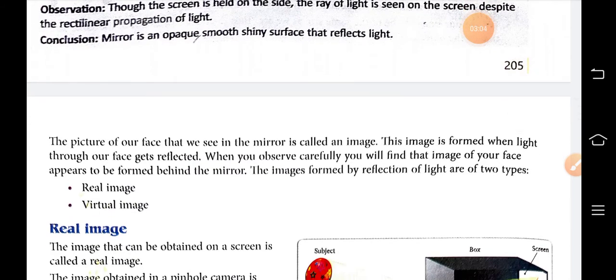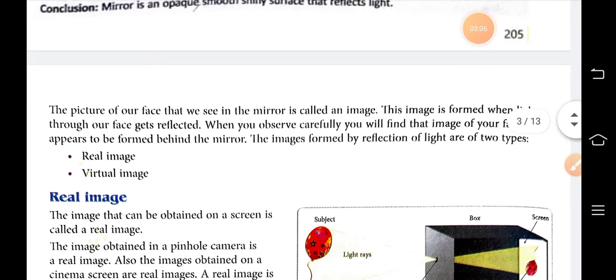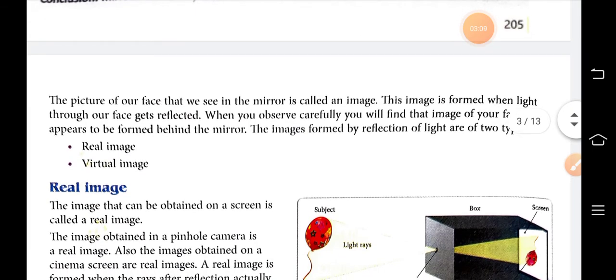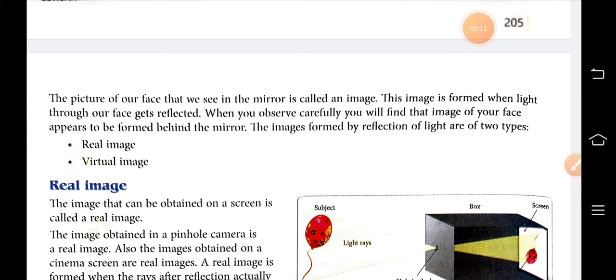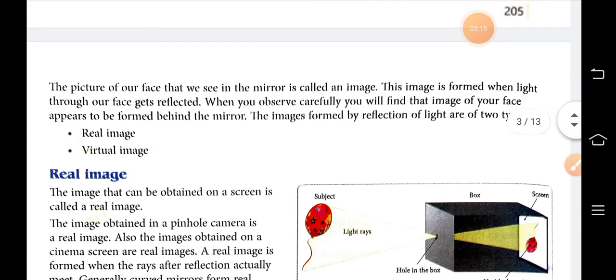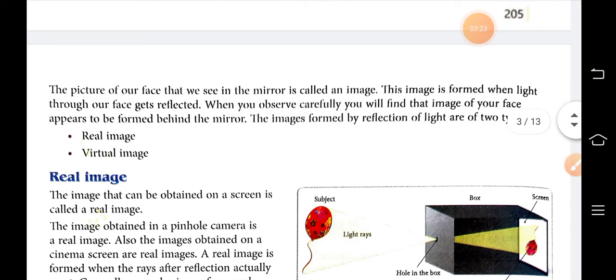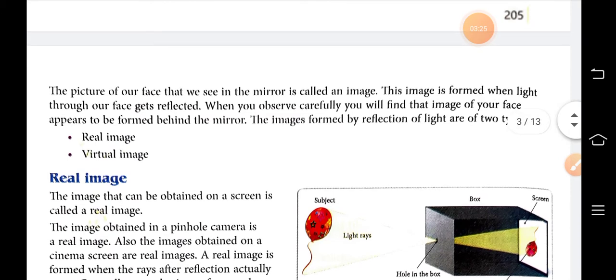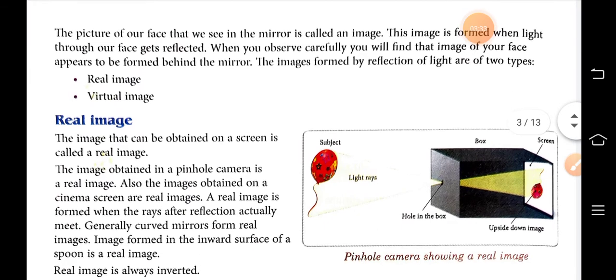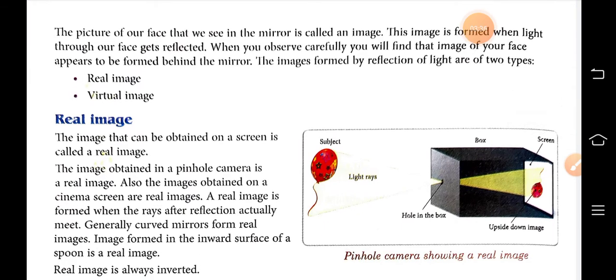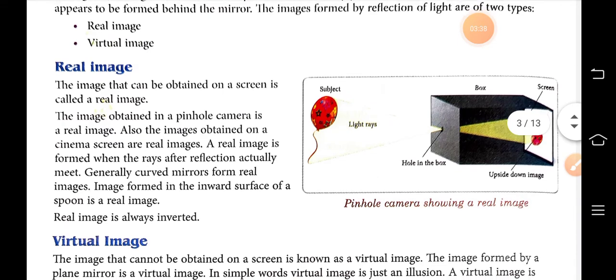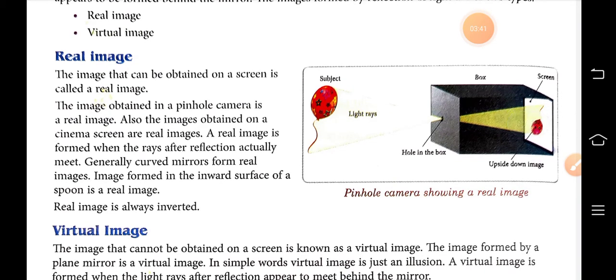So the picture of our face that we see in the mirror is called an image, and it is formed when light from our face gets reflected. When we observe carefully, the image of our face appears to be formed behind the mirror, and it is a virtual image. There are two types of image: real image and virtual image. A real image is an image which can be obtained on the screen.